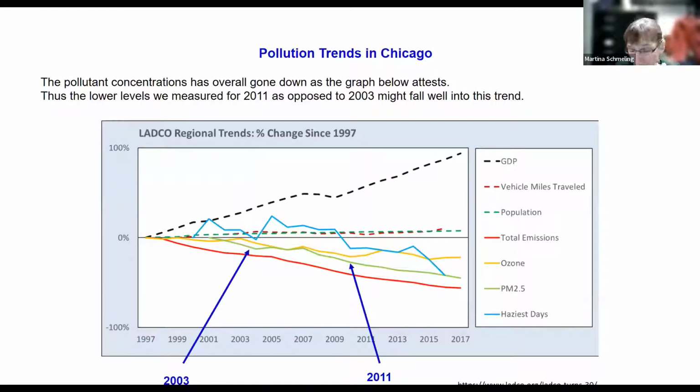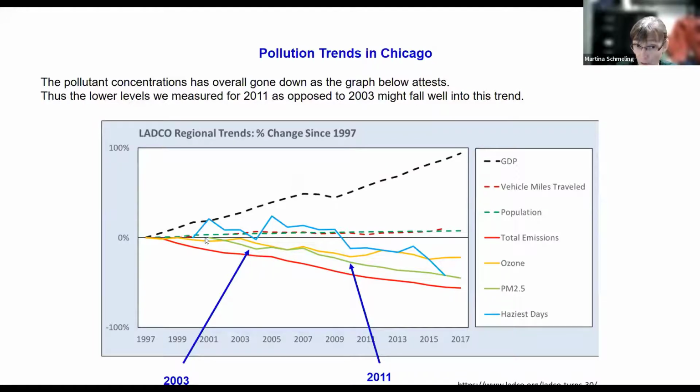And that we saw actually higher concentrations in 2003 as opposed to 2011 follows pretty much the trends of what the Illinois EPA, the local authority, also saw. They found, and this is a graph which shows the regional trends of different parameters between 1997 and 2017, the black dashed line is the gross domestic product. What you can see is increasing over those times substantially.